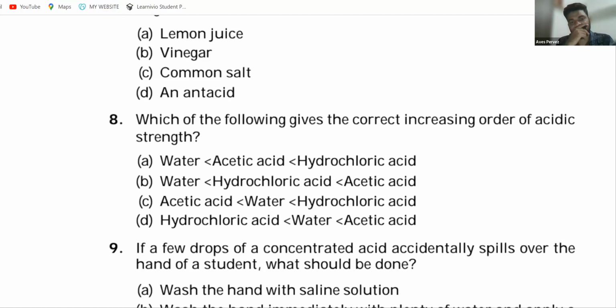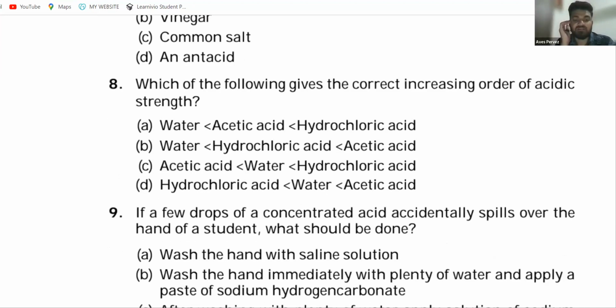Option C. Increasing order of acidic strength. Okay, so acetic acid, then water, then hydrochloric acid. Option A. So water is neutral, acetic acid is a weak acid, and then hydrochloric acid. Yes, increasing order of acidic strength. Okay, so option A is correct.